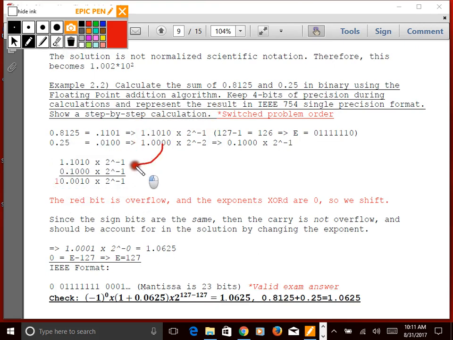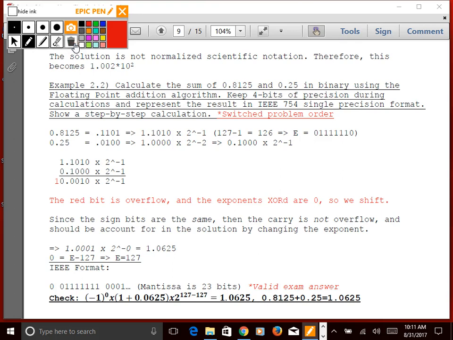So this becomes actually 0.1000 times 2 to the -1. And we're adding those up. So when you add them up, it becomes 10.0010 times 2 to the -1.